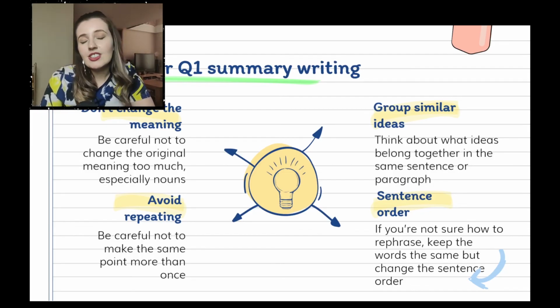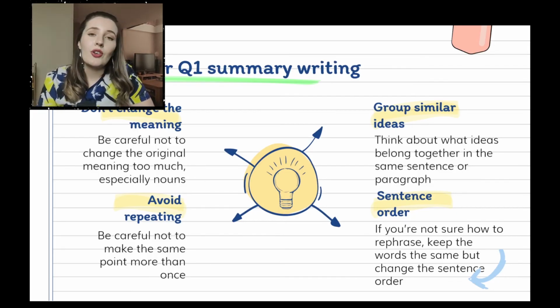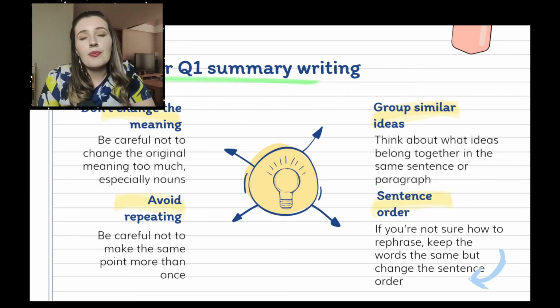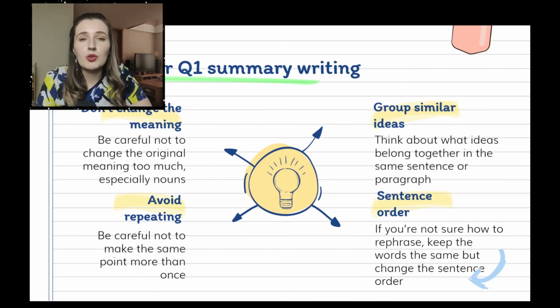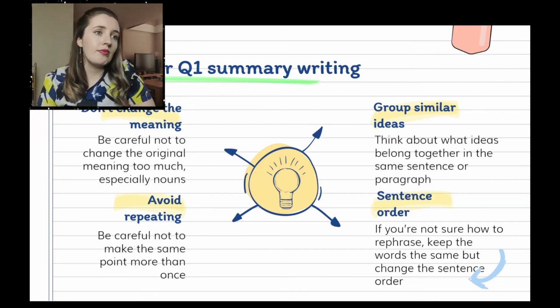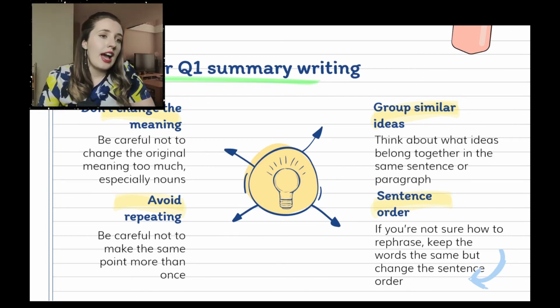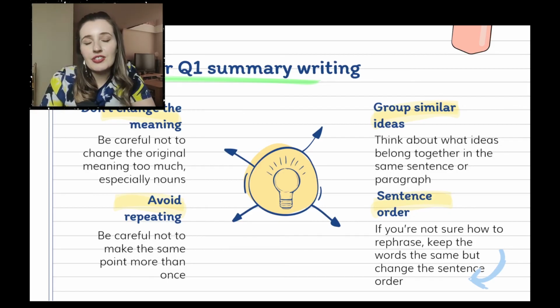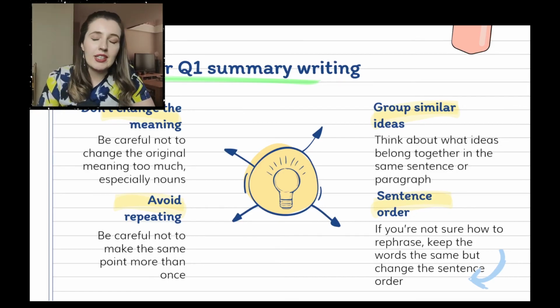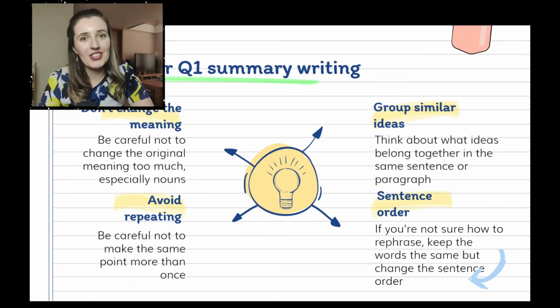Avoid repeating. The point of a summary is to be concise, it's to be short, it's to be straight to the point. So don't keep repeating the same point. Go back over at the end and check that you've not repeated anything, and you can always scribble it out if you think that it's too similar to a point that you've already made. Group similar ideas together. So think about which ideas belong in the same sentence as each other, which ideas belong in the same paragraph as each other even. And finally, sentence order. If you're not sure how to rephrase and you find this really difficult, keep the nouns the same and just change the sentence order around. Take your points and run away from the question.